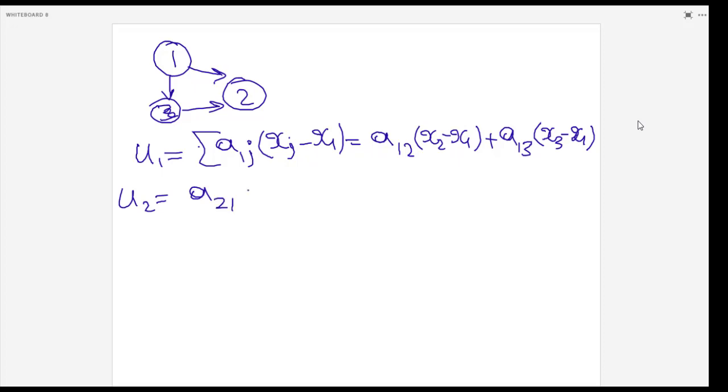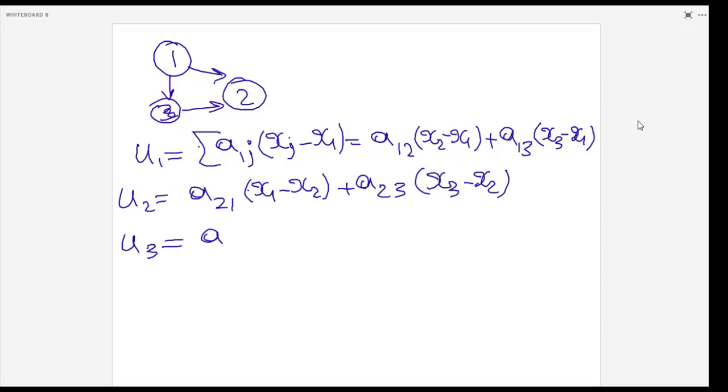The second controller is U2 equals A21 (x1 minus x2) plus A23 (x3 minus x2). U3 equal to A31 (x1 minus x3) plus A32 (x2 minus x3).